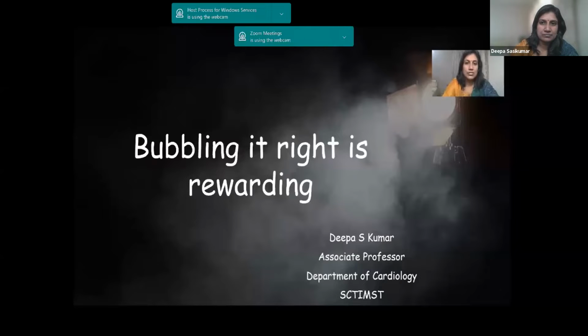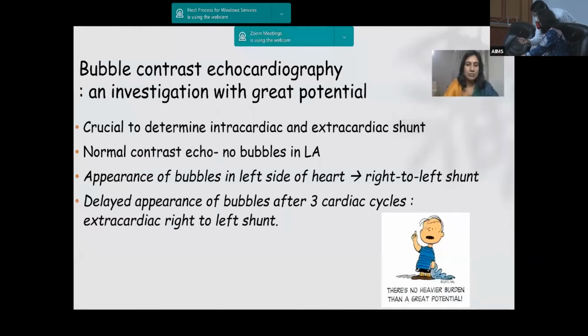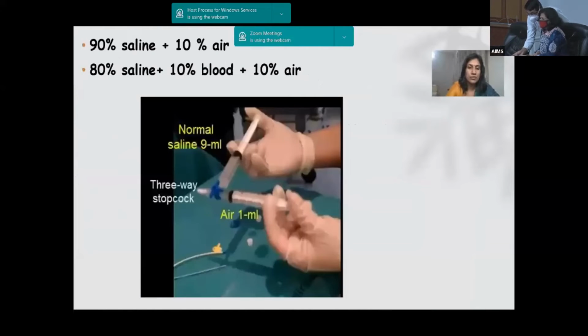I'm presenting the utility of bubble contrast echocardiography in diagnosing complex lesions. Bubble contrast echocardiography is an investigation with great potential. It is crucial to determine intracardiac and extracardiac right to left shunts. In a normal contrast echo, no bubbles will appear in the left atrium. Appearance of bubbles in the left side of the heart always indicates a right to left shunt, and if it's delayed, it indicates an extracardiac right to left shunt.